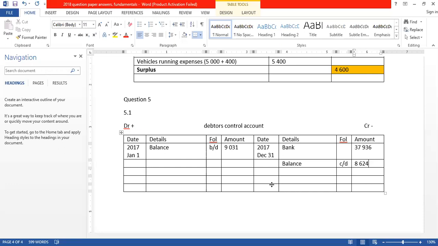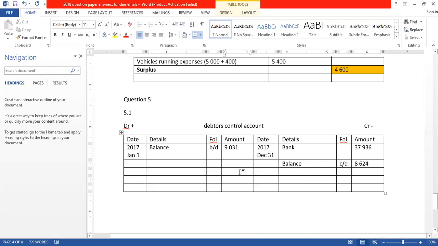So the amount that you get when you draw up your debtors control account is your credit sales. Therefore, if there are any cash sales, you will have to add the two amounts together to get your total sales that you are looking for. But in this case, there were no cash sales. So we balance off our accounts.